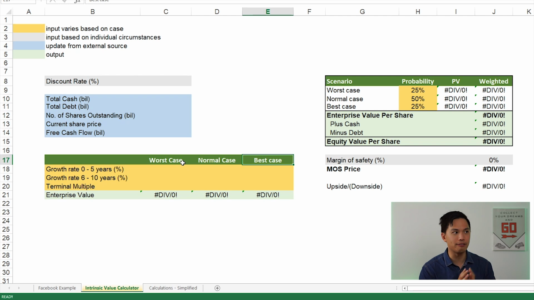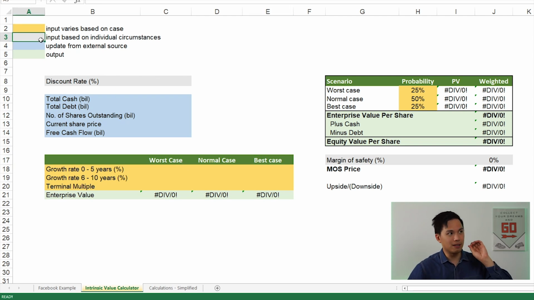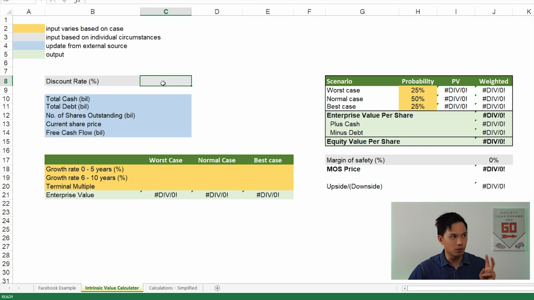So I'm going to show you where you can find information to build that expectation later on. But let's talk about the other inputs over here. So the light gray one is the input that is based on individual circumstances. So there are two gray inputs. So first one is the discount rate. That is the rate of return that you're willing to get.